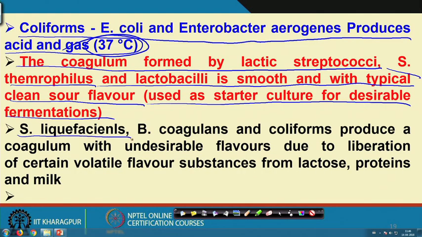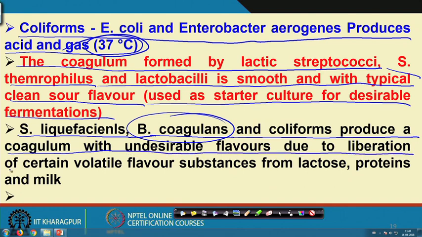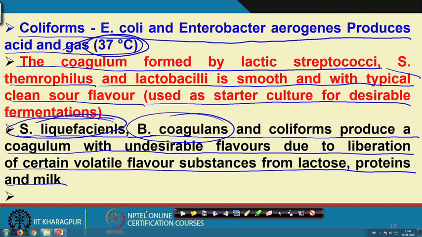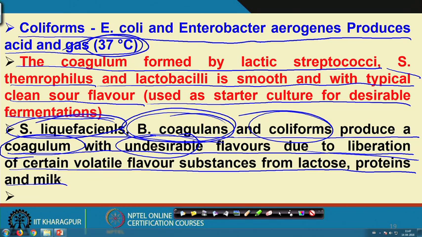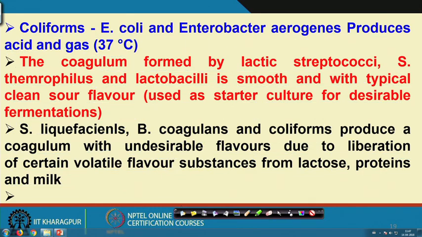Now, Streptococcus liquefaciens, Bacillus coagulans, and coliforms produce a coagulum with undesirable flavors due to the liberation of certain volatile flavor substances from lactose, proteins, and milk. So, Streptococcus liquefaciens, Bacillus coagulans, or coliforms produce some coagulum with undesirable flavor, which liberates certain volatile flavor substances from lactose or proteins or milk, which are not desirable, right, undesirable.